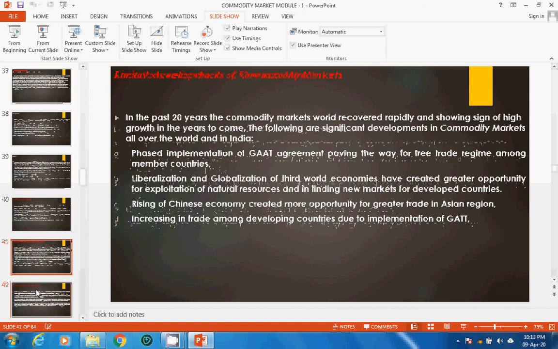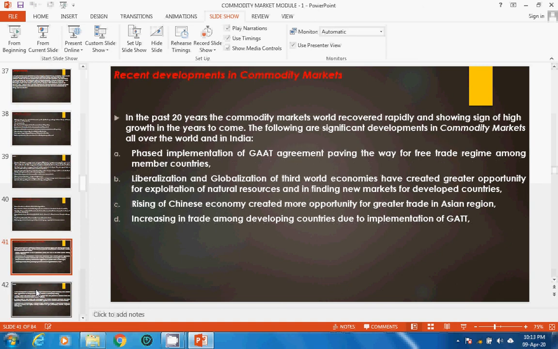Now, recent developments in commodity markets. In the past 20 years, the commodity markets worldwide have recovered rapidly and are showing signs of high growth in the years to come. Significant developments can be found in the commodity markets all over the world and even in India. Number one, the phased implementation of GATT agreements, paving the way for a free trade regime among the member countries of WTO.